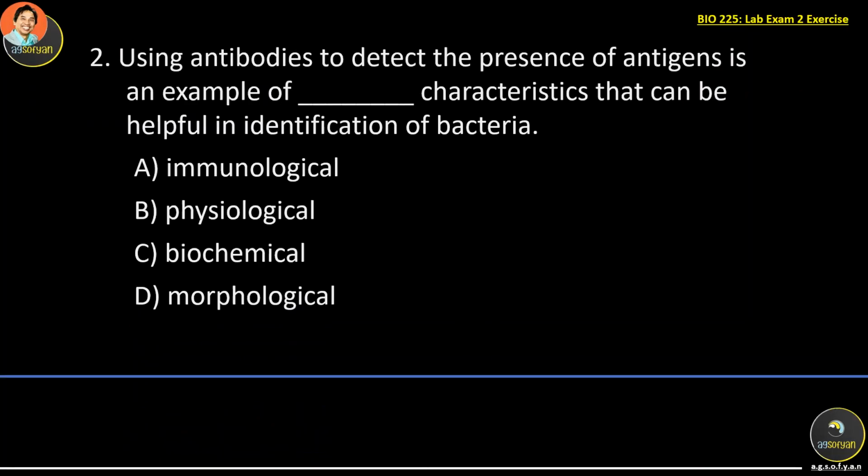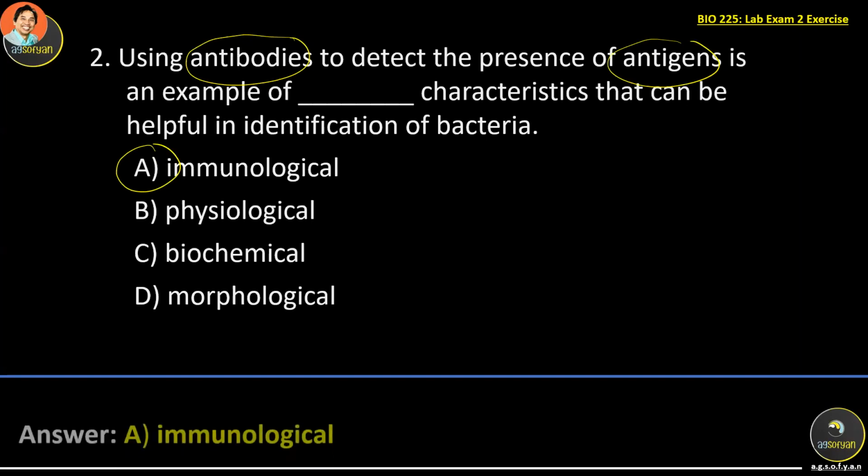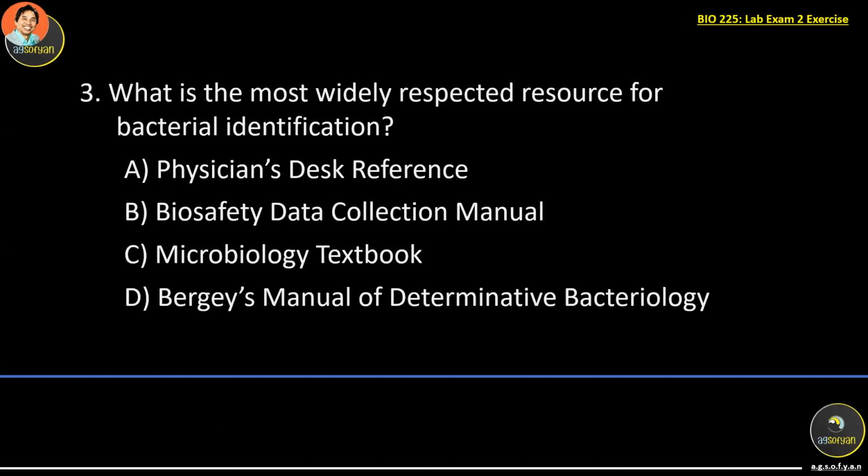Number 2, using antibodies to detect the presence of antigens is an example of blank characteristic that can be helpful in identification of bacteria. Okay, what is this? A, B, C, or D? Okay, remember antibodies, antigen reaction. It is a type of immunological test. So this should be the answer for this question.